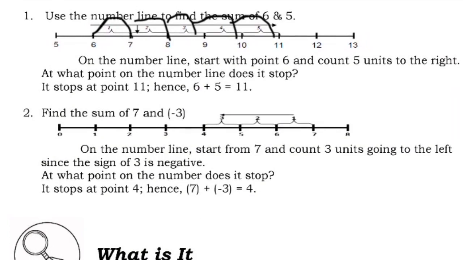Then number 2, find the sum of 7 and negative 3. Here, you're going to start from 7. So the starting point is 7. Then you're going to count 3 units going to the left because this is negative 3. So you're going to add negative 3. Count 3 units to the left. 1, 2, 3. So it falls on 4. So 7 plus negative 3 equals 4.